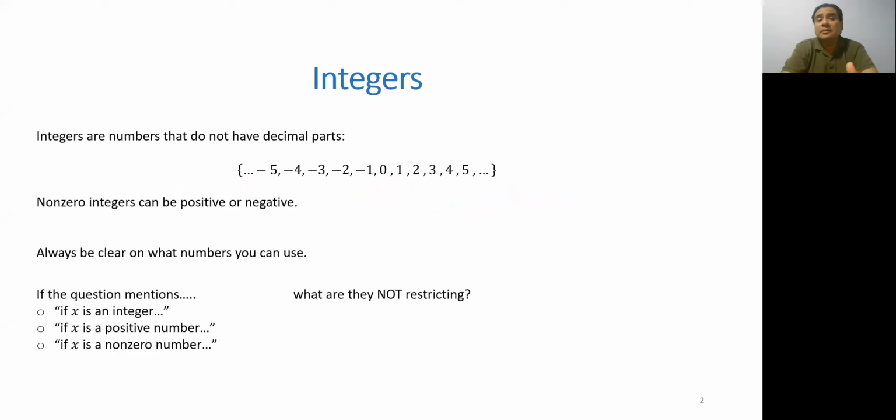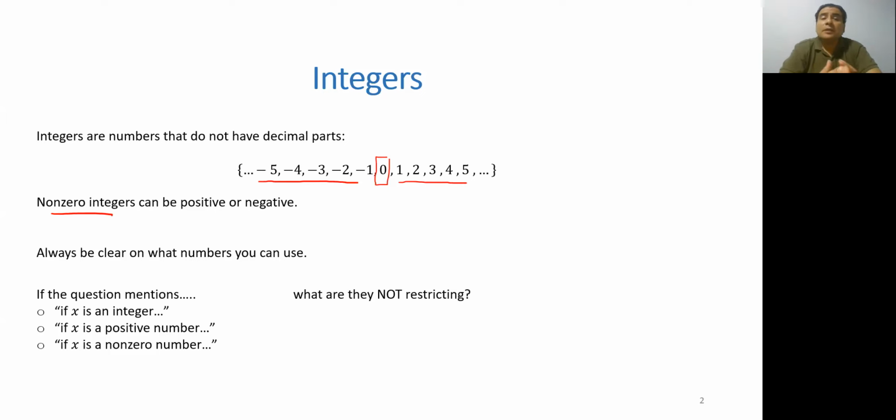Integers are numbers that don't have decimal parts. Here you have some examples. Negative integers such as -5, -4, -1, etc. You have 0, which is also an integer, and numbers 1, 2, 3, 4, etc., also called natural numbers, right? In the GMAT, sometimes they talk about non-zero integers. That means a number with a sign, an integer that can be positive or negative.